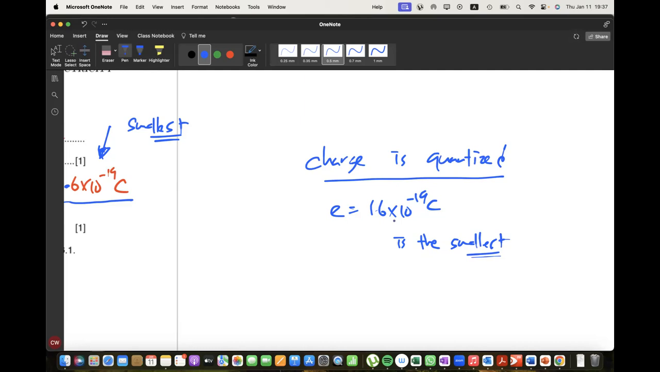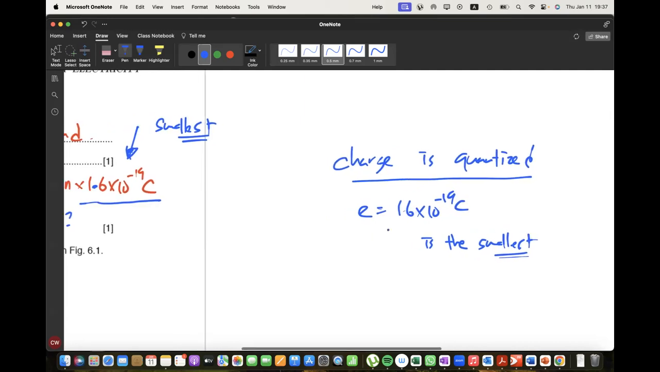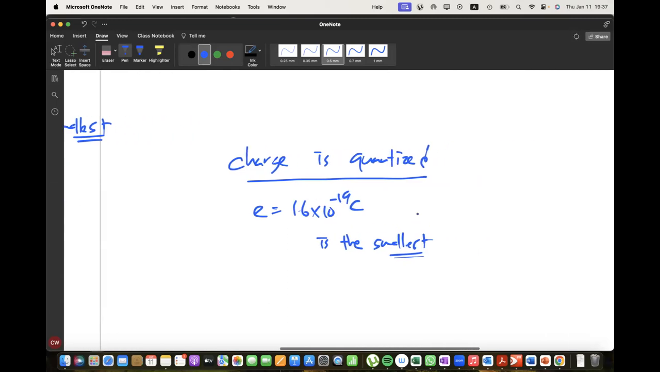So if this is the smallest, it cannot be any charge smaller than this. So this is just like you cannot divide the charge anymore. This is the smallest charge that we can get. Smallest block. Do you understand the meaning of block? One block, two block like that. This is the smallest block.